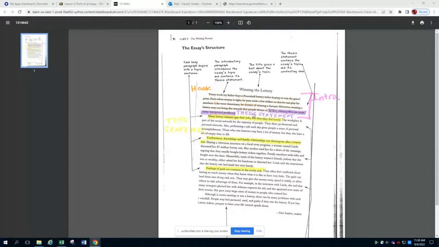So we're going to hold on to the idea of a hook for a minute. I asked you guys some questions about the hook. Hold off on those for just a minute. I want you guys to take a minute and just read the 3 topic sentences, the 3 sentences highlighted in yellow. Many lottery winners quit their jobs, but then they feel bored. Furthermore, friendships and family relationships can disintegrate after a lottery win. Feelings of guilt are common in the newly rich.